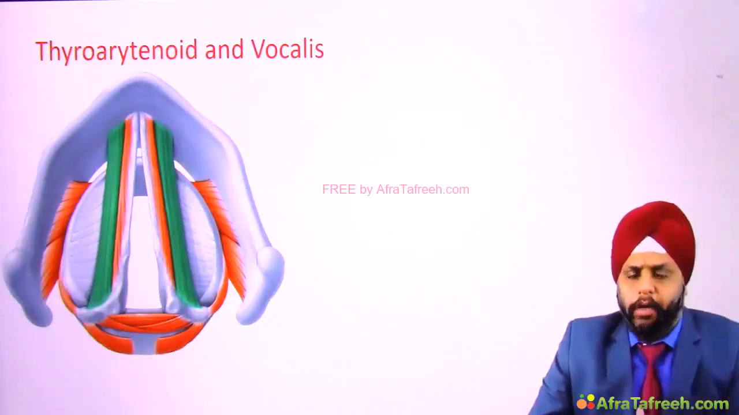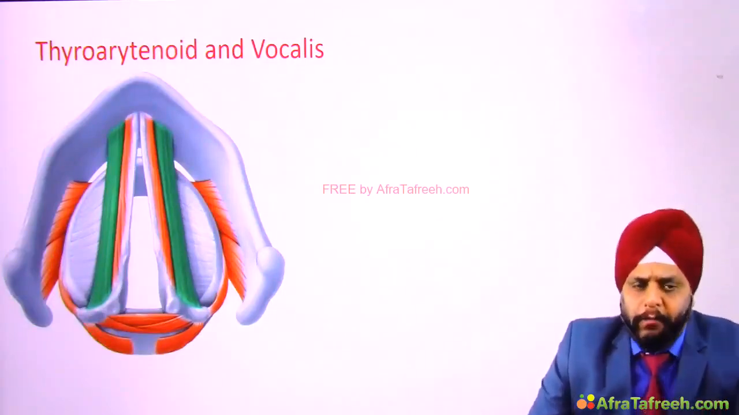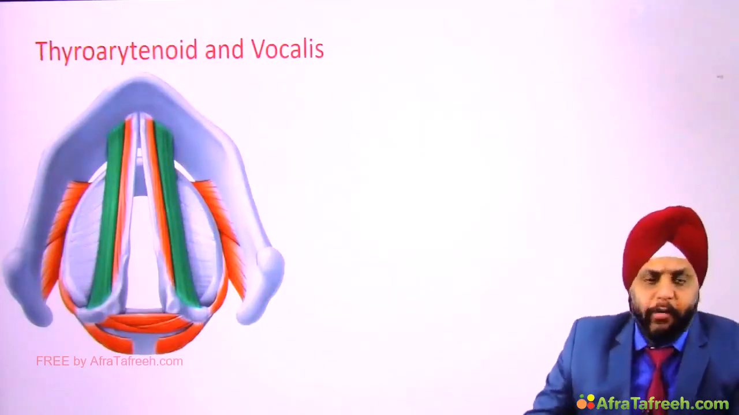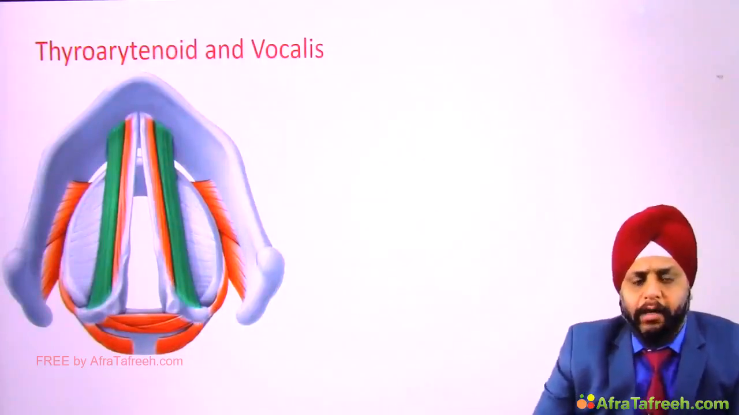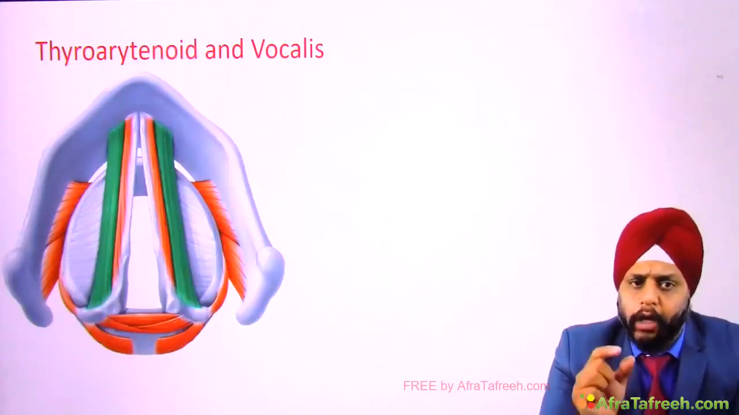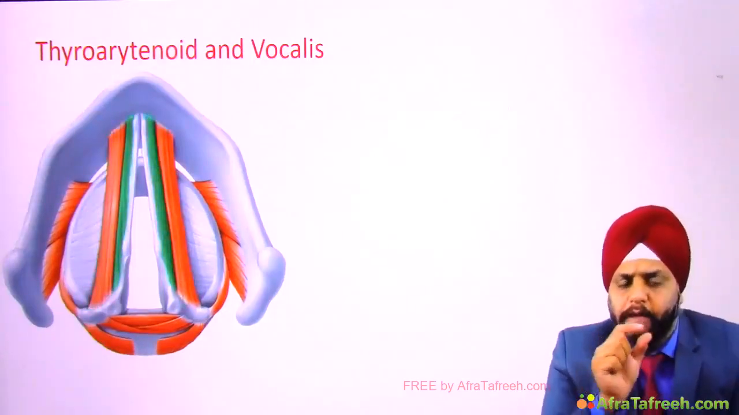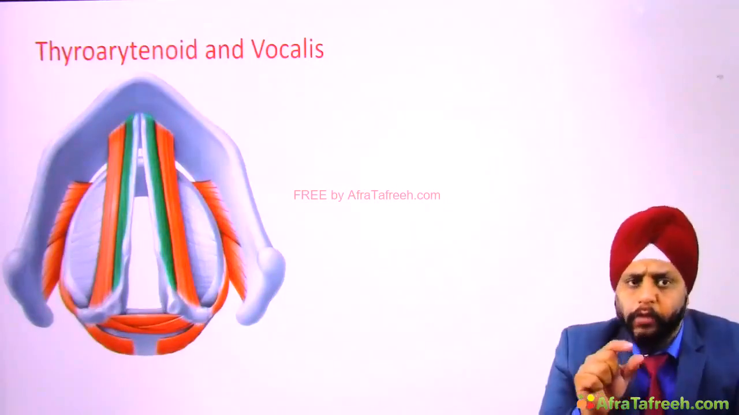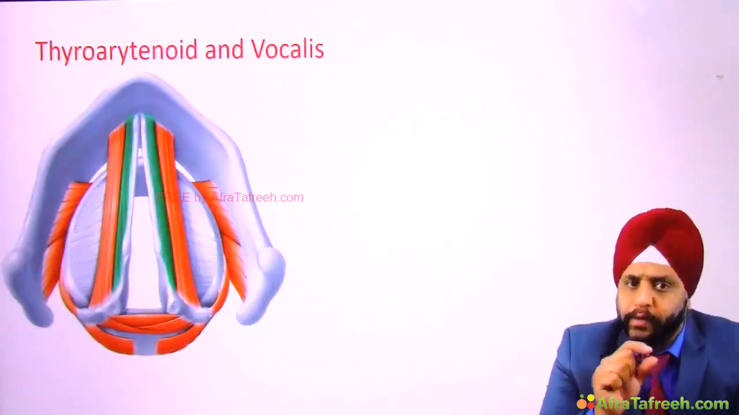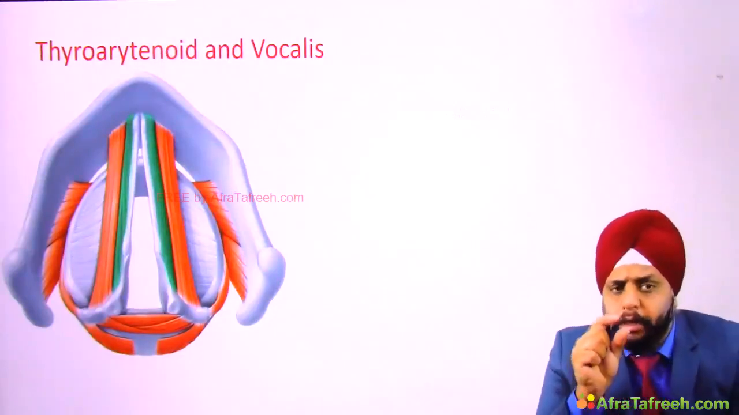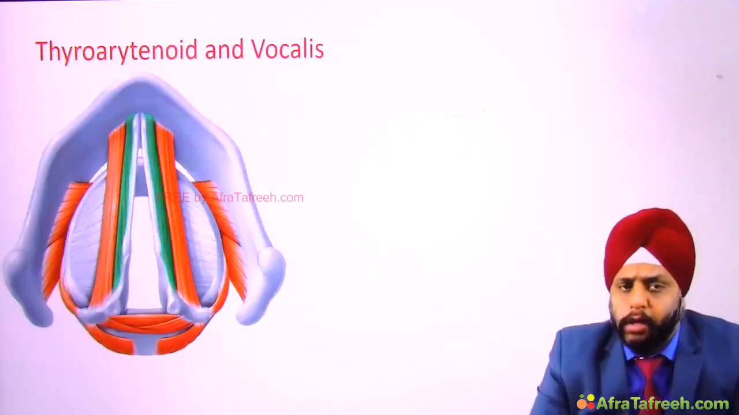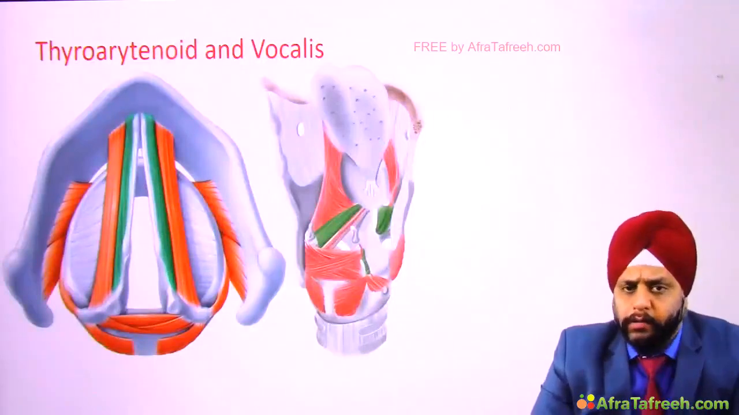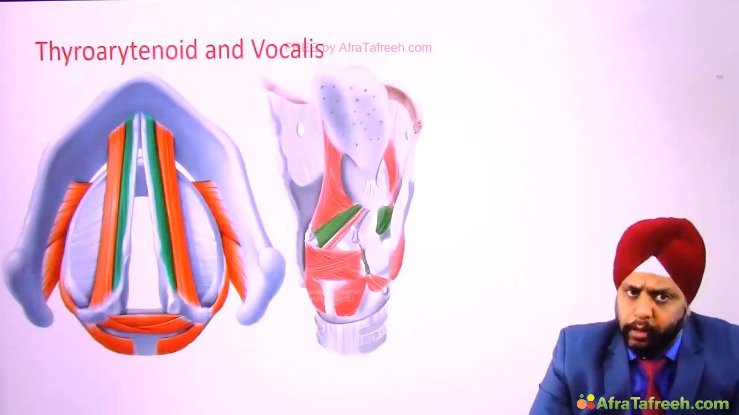So thyroarytenoid. From thyroid to arytenoid, we have the muscle thyroarytenoid marked in green color. Now remember, what is vocalis? Vocalis is in fact the medial fibers of thyroarytenoid. You see over here, I have marked these medial fibers separately. These fibers are inside the vocal folds, so they are known as vocalis. Vocalis is nothing but the medial most fibers of the thyroarytenoid muscle. This is the thyroarytenoid muscle that you can see in the second photograph also.